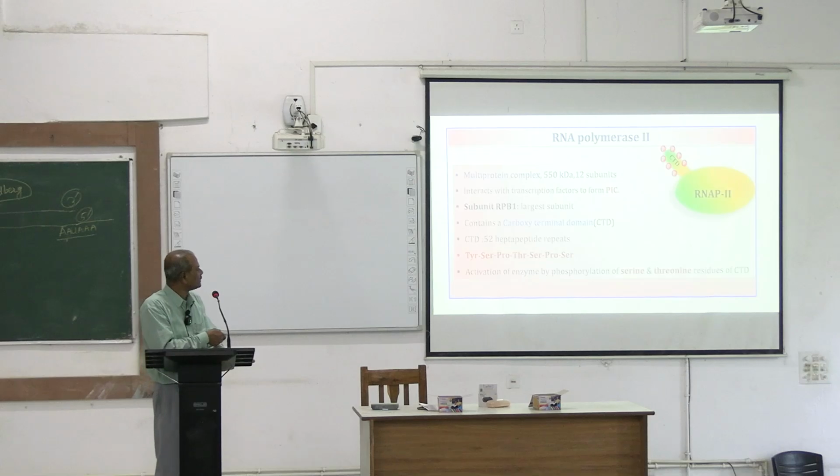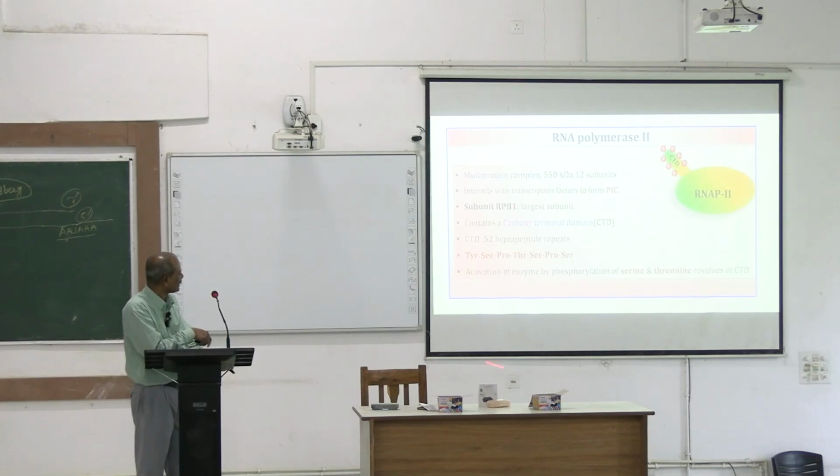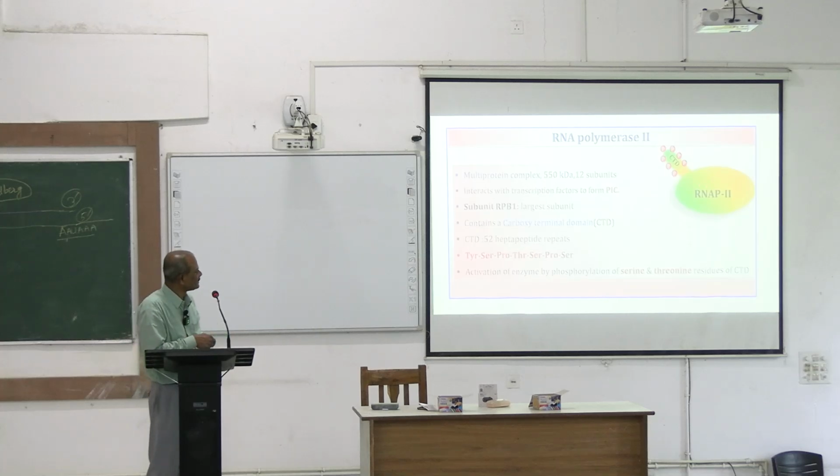RNA polymerase II is a multi-protein complex. The structure is very critical. As I told you, one function of the H unit is phosphorylation. There is a heptapeptide unit, and there are 52 heptapeptide repeats. RNA polymerase II is endowed with this heptapeptide, and phosphorylation also occurs here. This is the heptapeptide sequence, and the activation is by phosphorylation of the serine and threonine of the carboxyl terminal domain, and that makes the enzyme active.